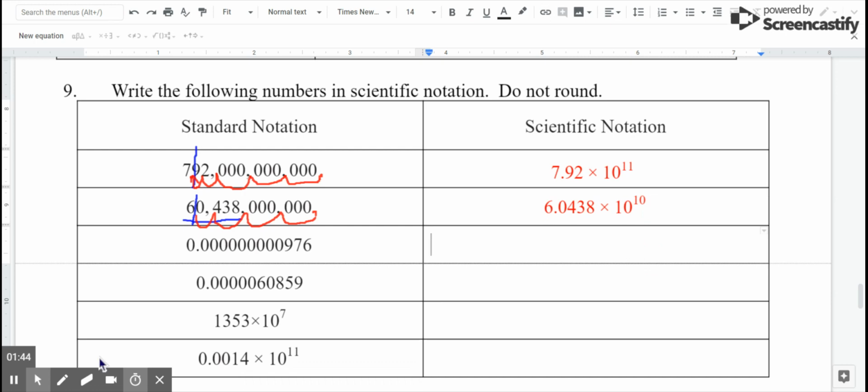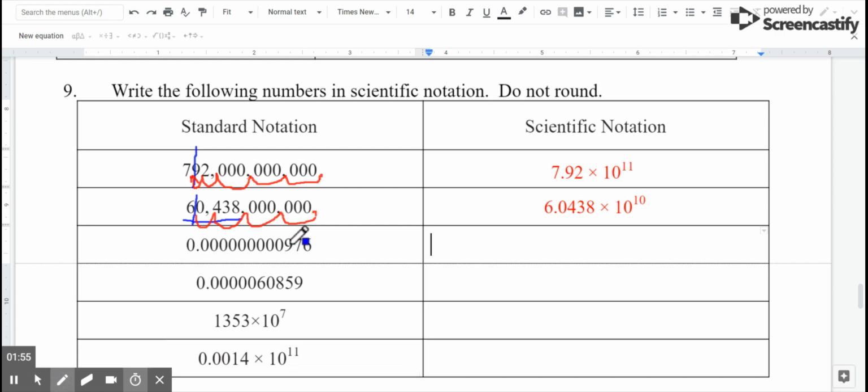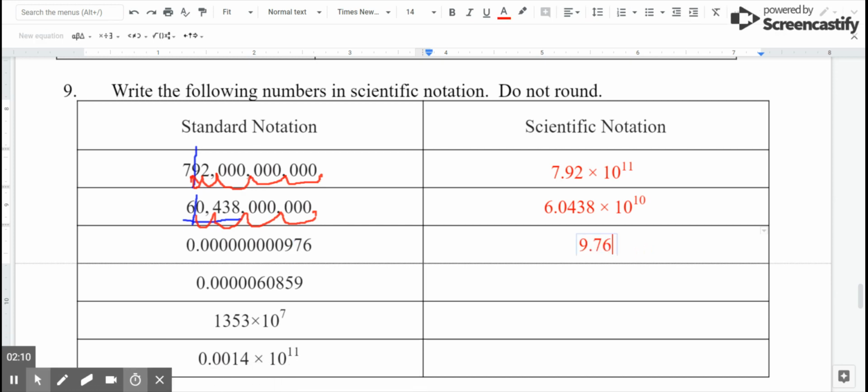The next two problems, we're looking at a negative magnitude. And the reason we're looking at a negative magnitude is we're looking at really small numbers rather than really big numbers. So let's use the same strategy. We know we want one non-zero digit to the left of the decimal, which means this 9 over here, that's going to be our non-zero digit to the left of the decimal. And then we've got 7, 6 afterwards. So let's start by writing out our scientific notation. We're starting with 9.76 times 10 to a power, and we just need to figure out what that power is now.